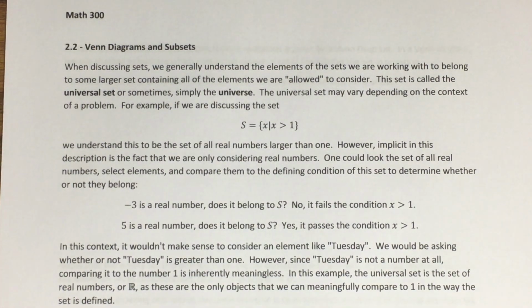Okay, so we're in 2.2 now, and we're going to be discussing Venn diagrams and subsets. So the first thing that we need to talk about when it comes to sets, now that we've gotten some of the basic terminology and symbols under our belts, is the concept of a universal set, or a universe. So the idea here is that when we're talking about a specific type or a specific set, there's usually an implicit assumption regarding where that set lives. So I'm going to illustrate this with an example.